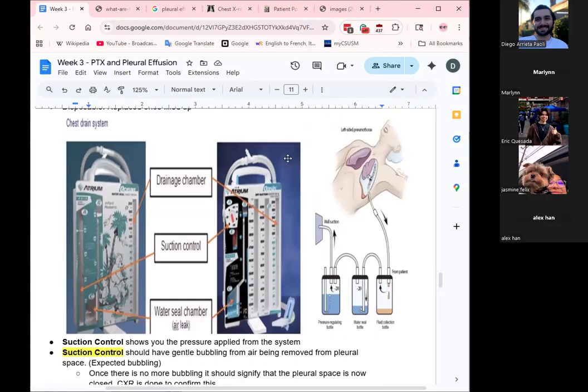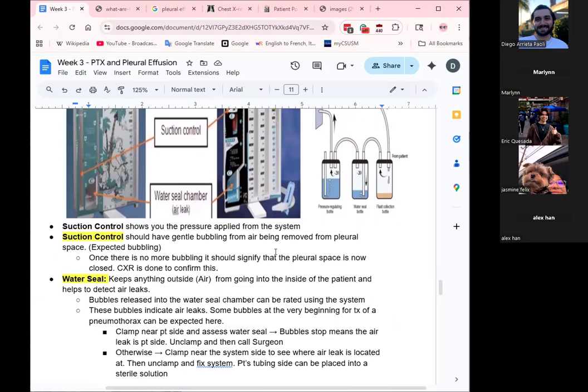You could just leave the atrium, the machine, as is, and then you just turn off the suction. They call that just being a water seal. That means there's no suction going on, but there's still that little bit of pressure from the suction control part that's able to keep things from collapsing. So you could just turn off your suction and it's fine. And that's the water seal.